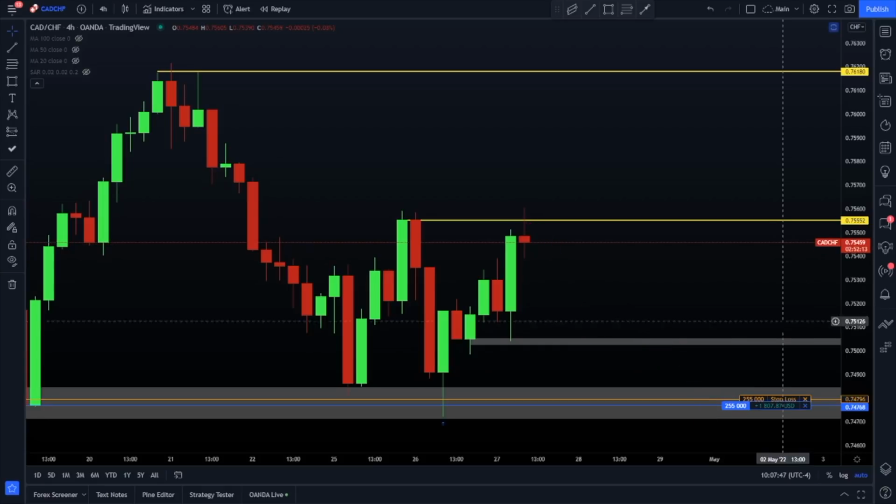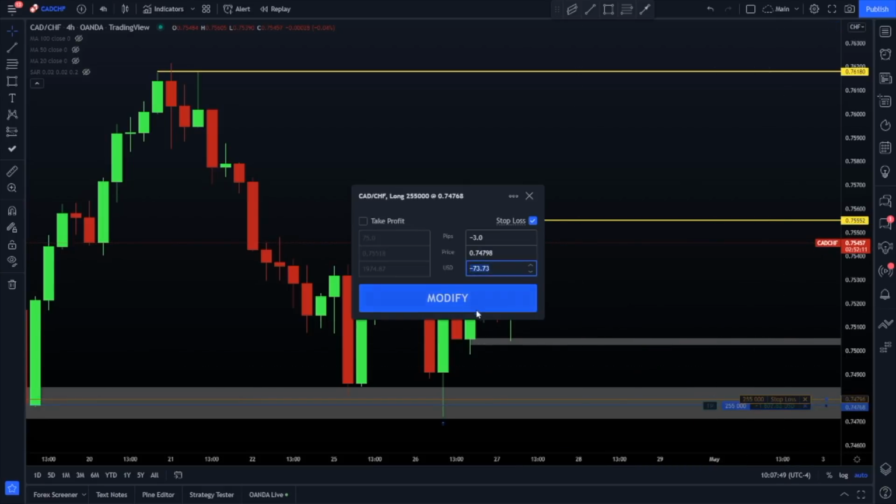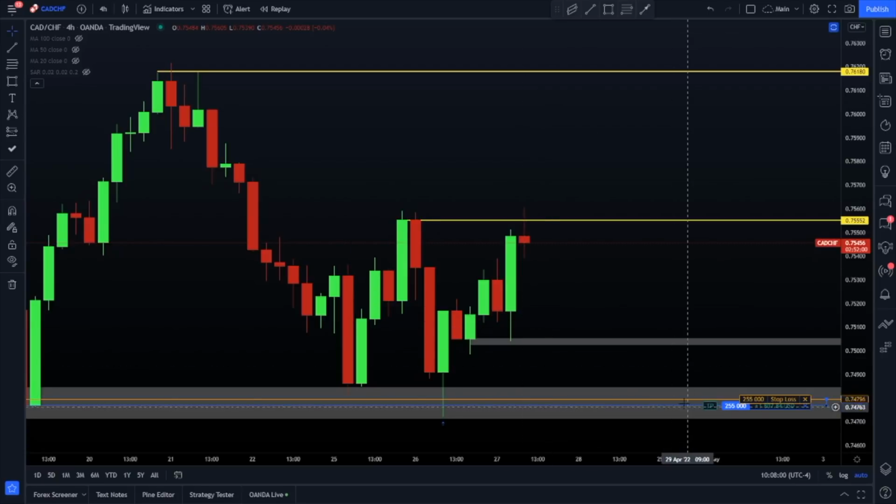And when I say break-even, in this case, $73 profit is what we would get. I don't know why TradingView does this where they put a negative in front of it, but trust me, the stop loss is above. We would make $73 approximately on this trade.